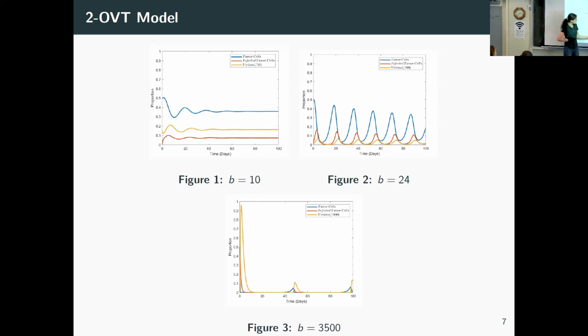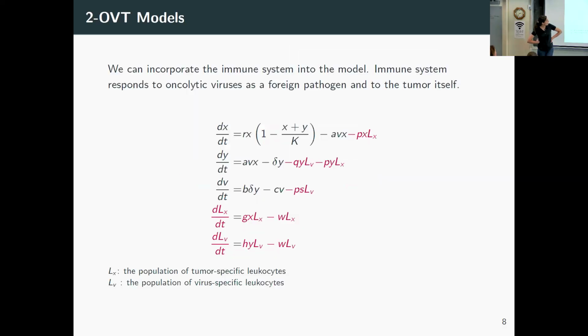Looking at this value, a very large burst size, we can see that we have almost complete eradication of the tumor cells. This gives us a hint that for the tumor to be eradicated almost perfectly, we need a big burst size value. Okay, but we talked about the immune system, but we didn't see it in our model.